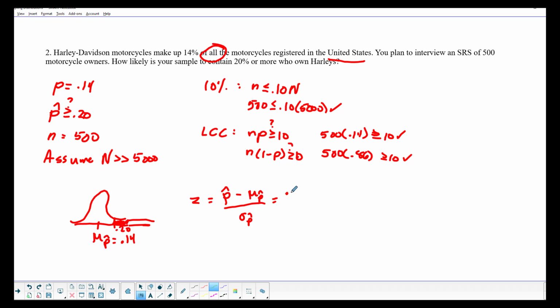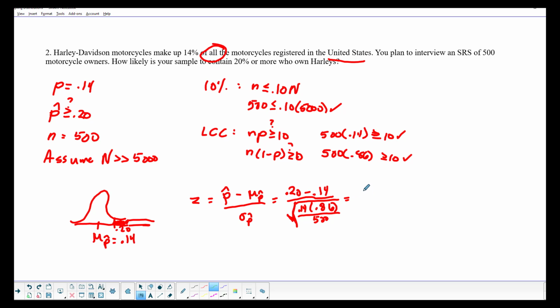So my p hat that I'm expecting to see is 20% Harley owners. The claim, or the average p hat, is supposed to be 14% Harley owners, and then I'm dividing by this standard deviation formula, which was the square root of p times 1 minus p divided by n. My p was the 0.14, not 0.20. This is p, not p hat, so be really careful about that. Times 1 minus p, 1 minus 0.14 is 0.86, and then dividing this all by 500. Now, important to note, this 500 in the denominator is still in the square root, so the entire fraction is inside the square root.